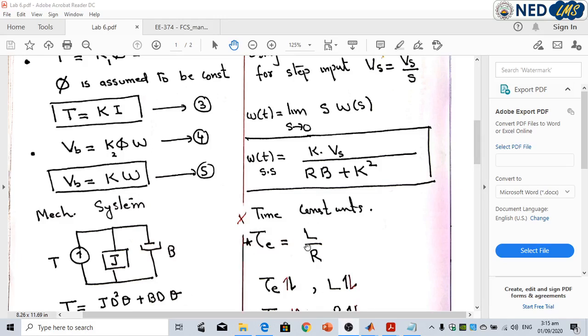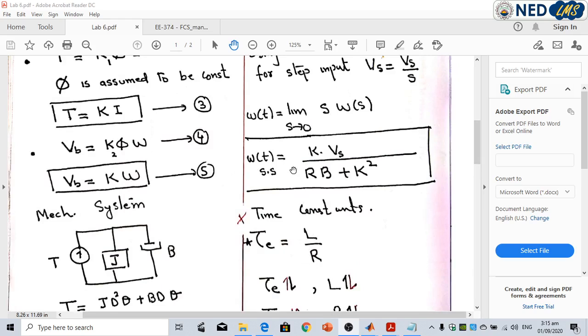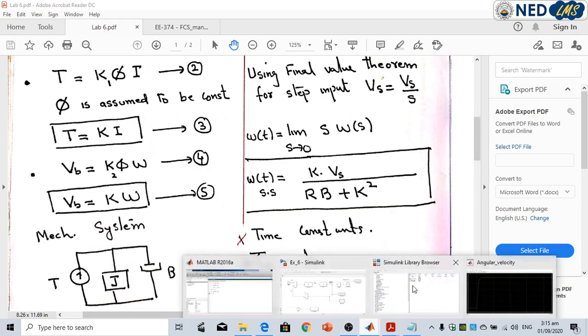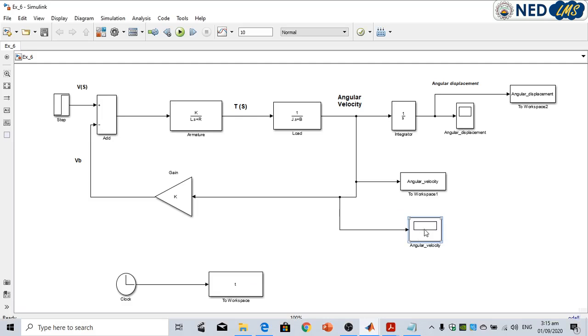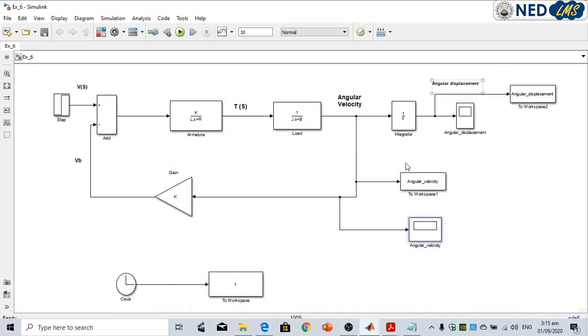So you have to realize the effect of changing L, R, J and B with respect to time constants, as well as the final steady state value of the DC motor. In this diagram, in this waveform, you have to observe the changes in the time constant when you change L, R, B or J. Similarly, observe the change in the final value.